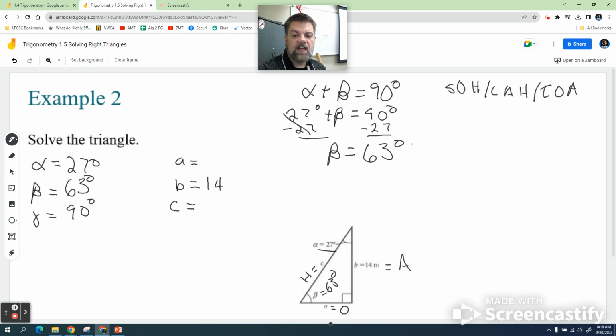You got to figure out which trig function you're going to use. We have an angle, but we have the adjacent and the hypotenuse because we want to solve for C. So which one has the adjacent and the hypotenuse? Cosine, right? So I'm going to say cosine of 27 degrees is equal to the adjacent, right? What's the adjacent? 14. And then what is the hypotenuse? Well, that's C. And we don't know what that is yet, right?